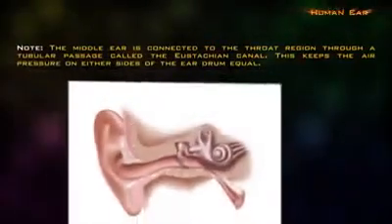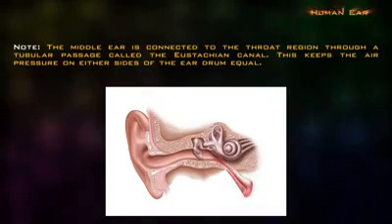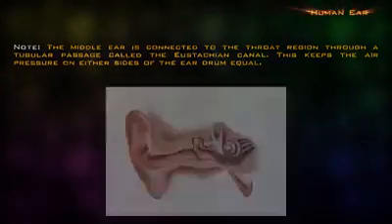The middle ear is connected to the throat region through a tubular passage called eustachian canal. This keeps the air pressure on either side of the eardrum equal.